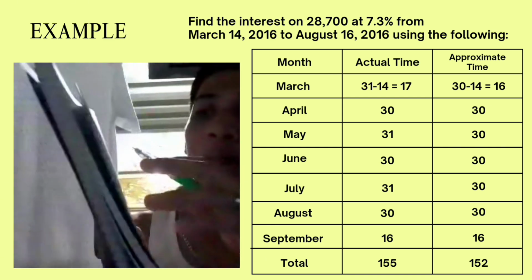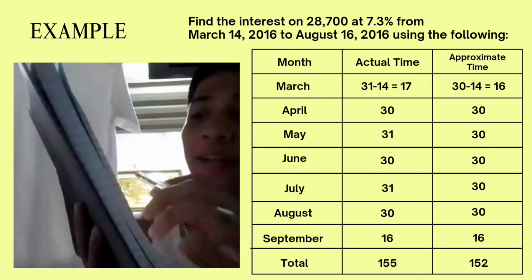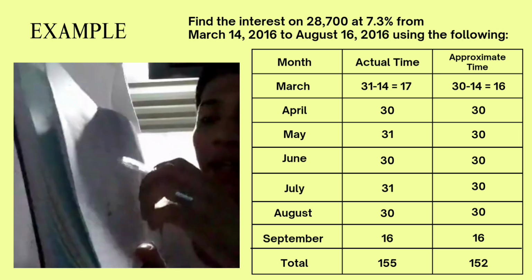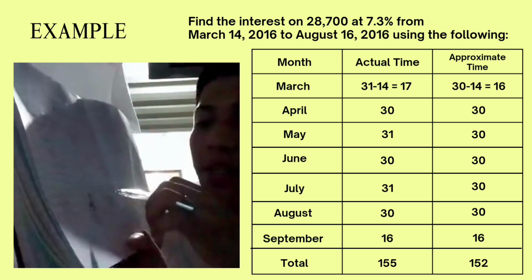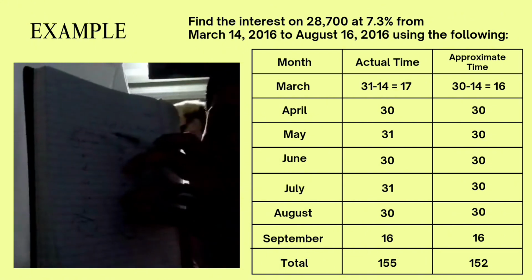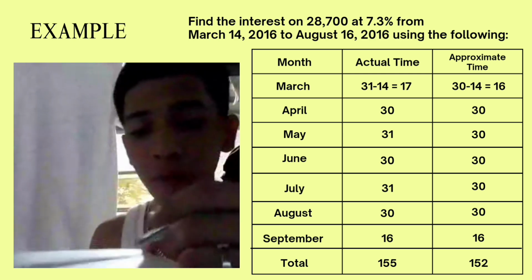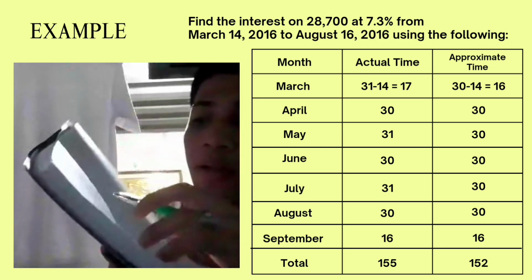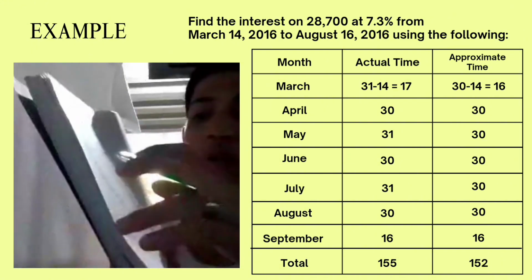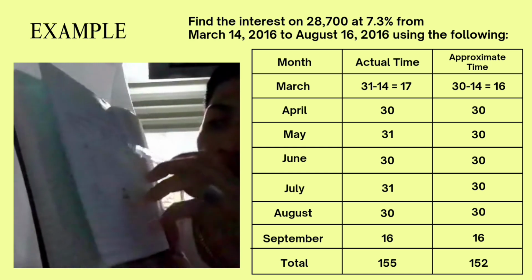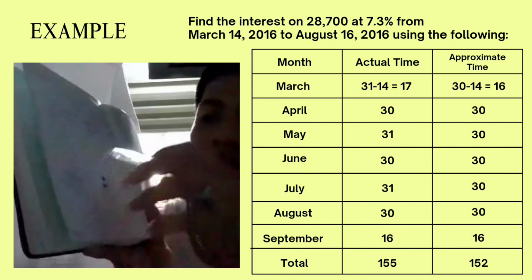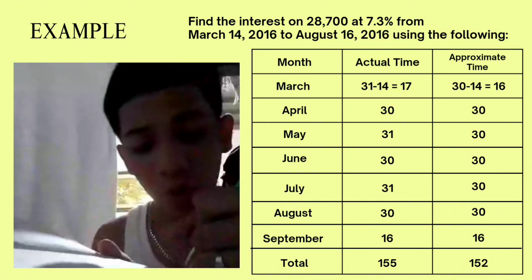155. And in approximate time, we always start with 30. Like March 30, April 30, May 30, June 30, July 30, and August 16, because August 16 is where it ends. And we do the same. 30 minus March 14. 30 minus 14 is equal to 16. So the 16, we add it again to the days: 16 plus 30 plus 30 plus 30 plus 30 plus 16 is equal to 152.